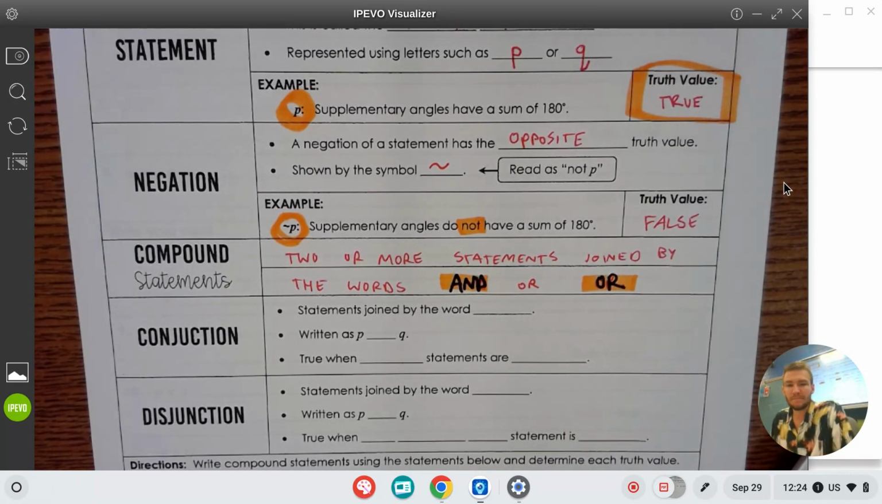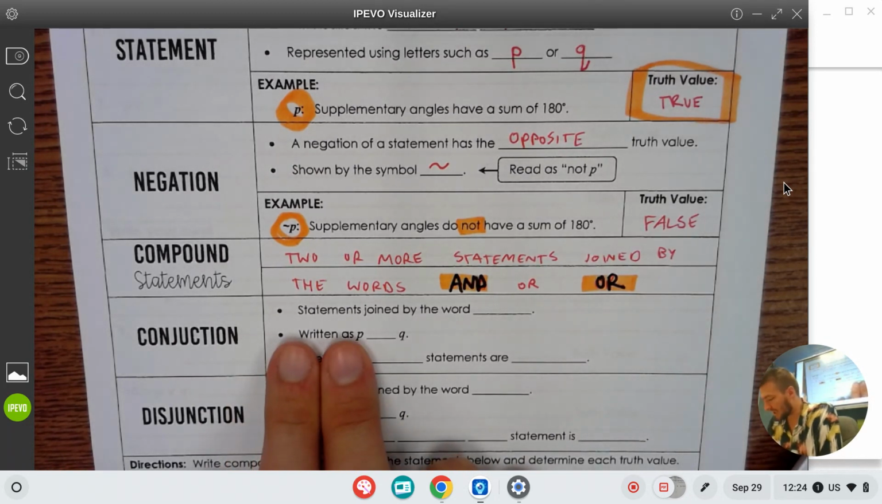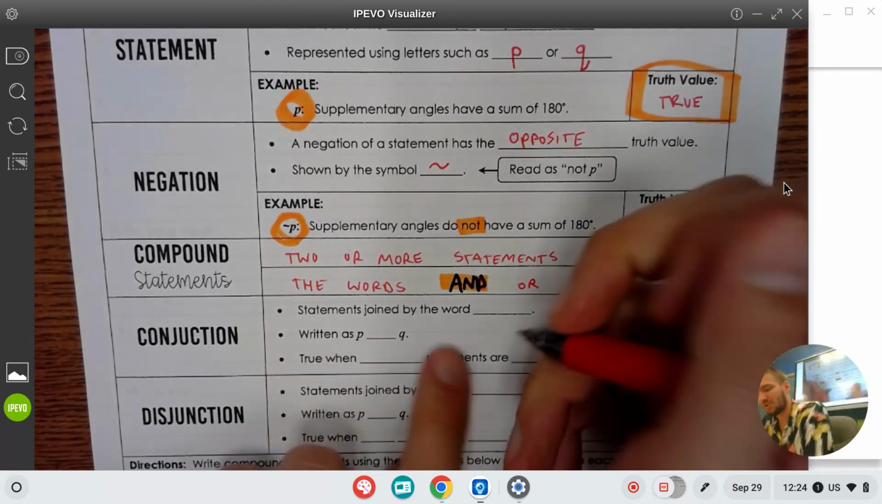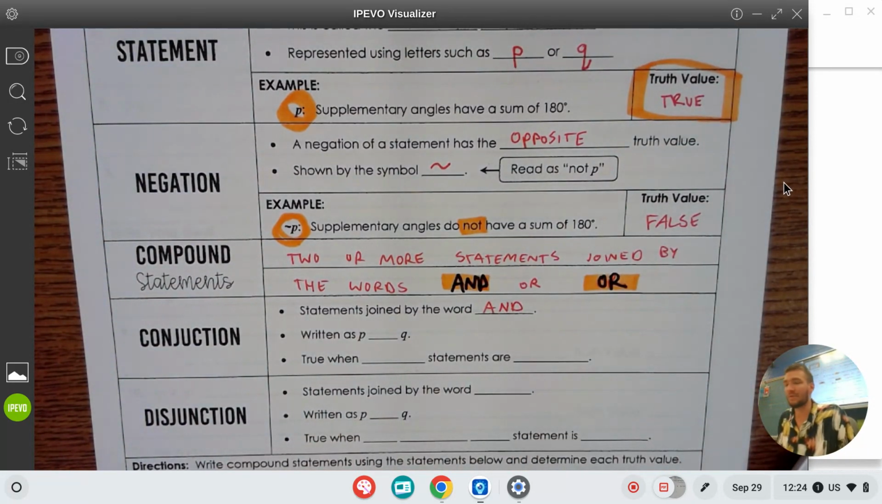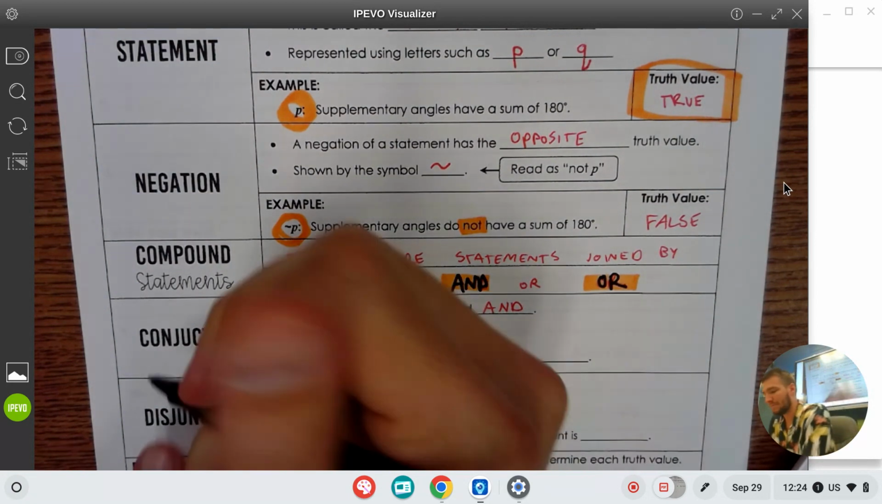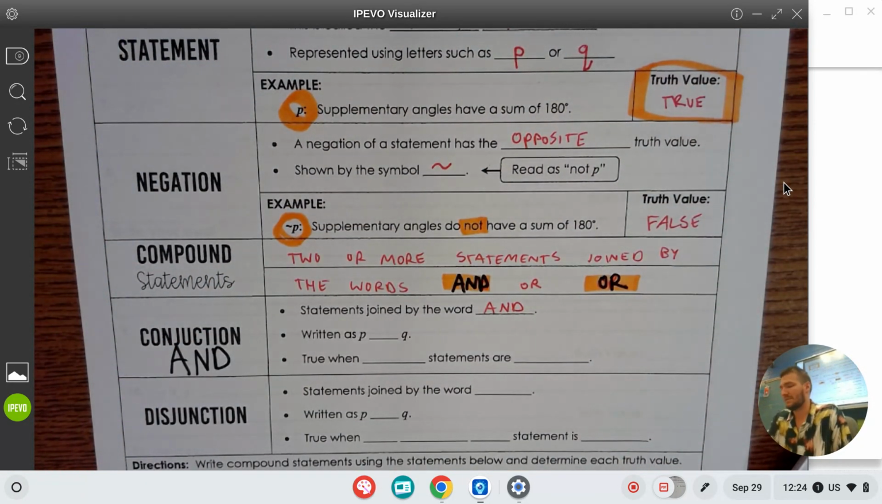Gotcha. So for conjunction, conjunctions are statements joined by the word and, okay? If I was you, I would put the word and nice and big right by the word conjunction.